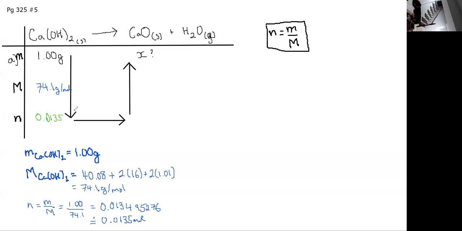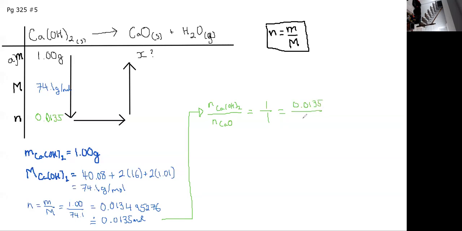Step 2. Now that we have the number of moles of calcium hydroxide, how many moles of calcium oxide do I have? Well, let's organize. The number of moles can only be calculated using mole ratio. Once again, we had said it before. The number of moles is fixed under mole ratio, based on the coefficient of the chemical reaction. 1 mole, 1 mole. The mole ratio is 1 to 1. I'm going to write this down. Number of moles of calcium hydroxide to the number of moles of calcium oxide is going to be 1 to 1.